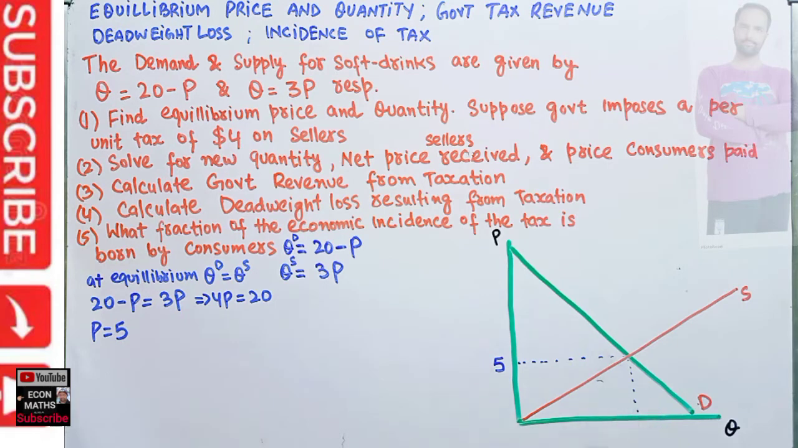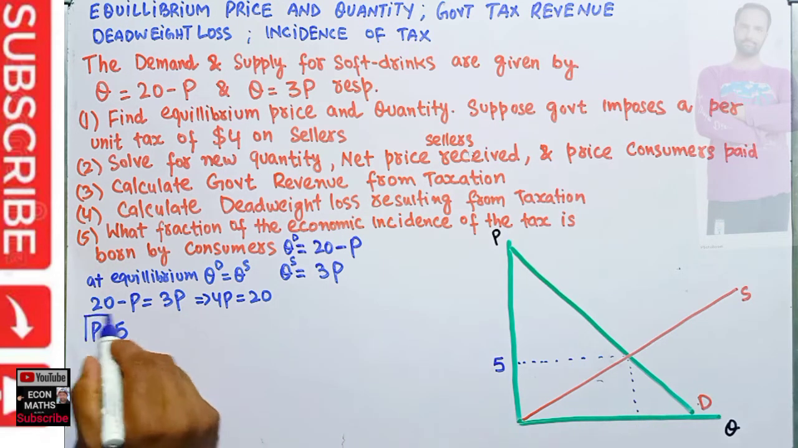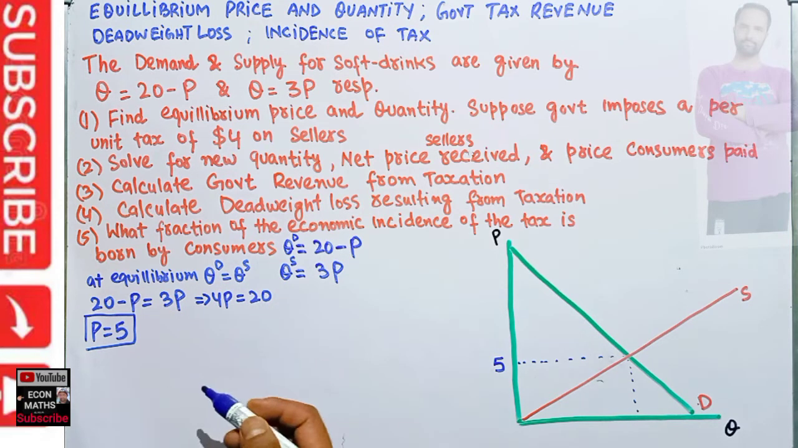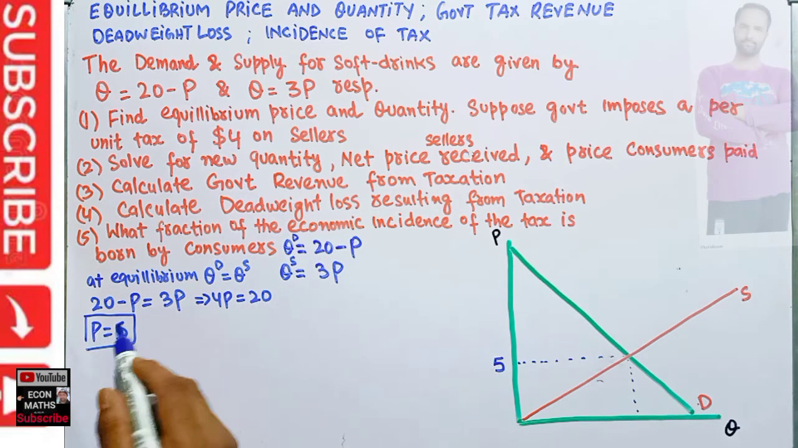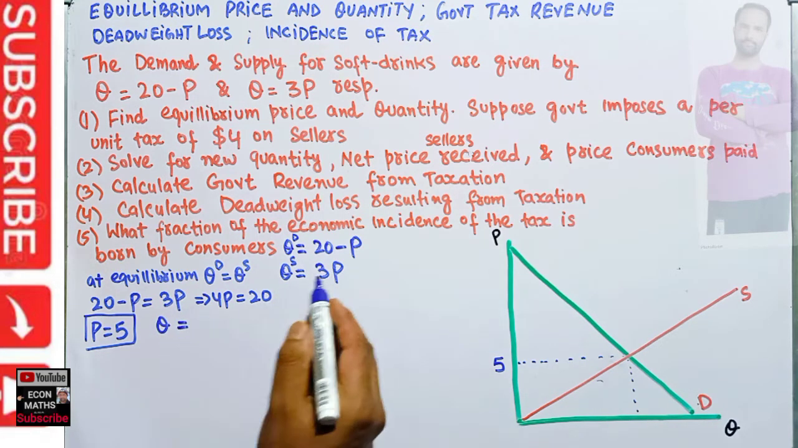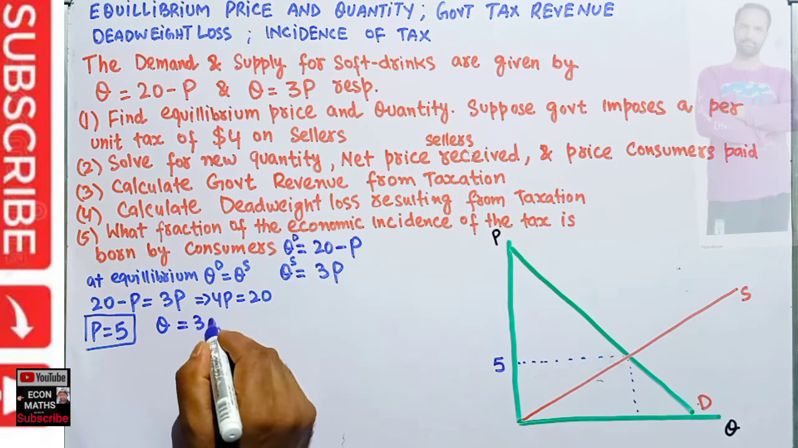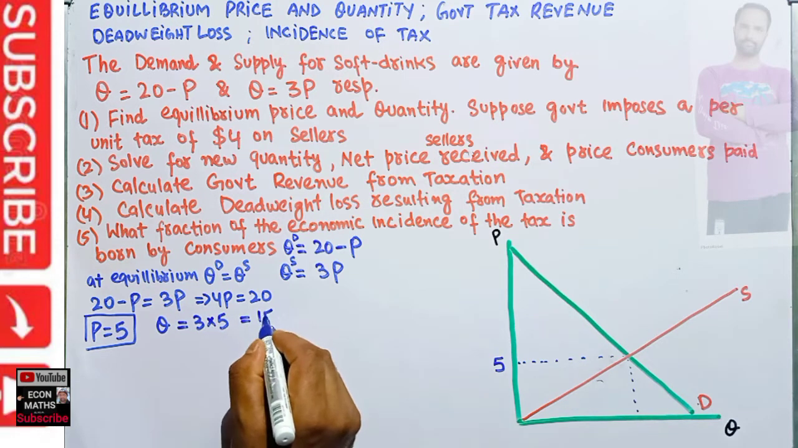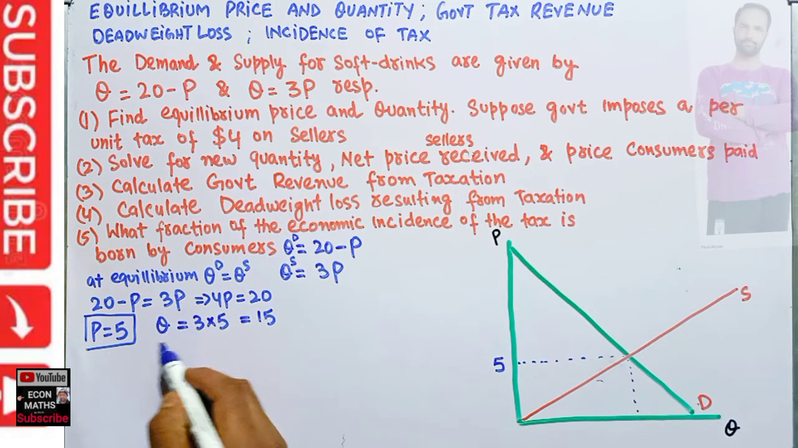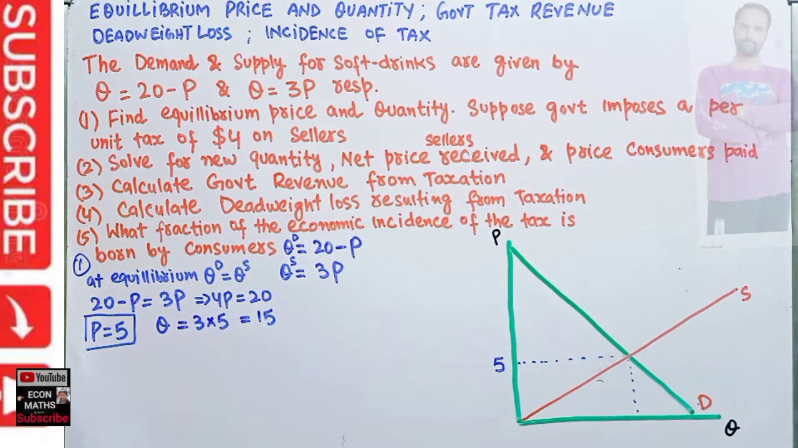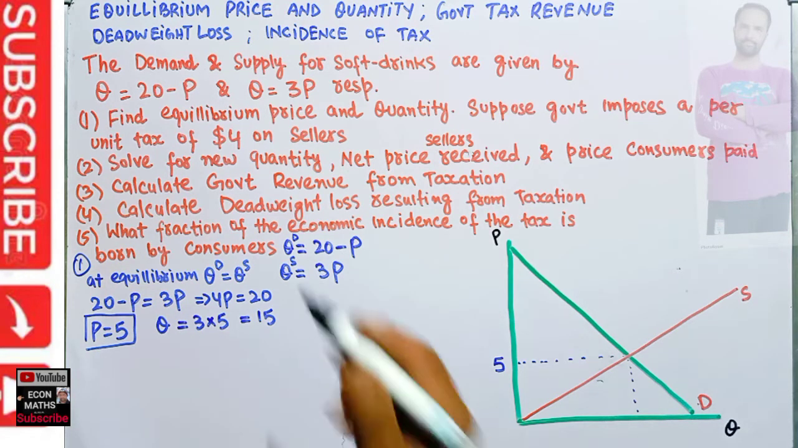Corresponding to this, what will be our equilibrium quantity? Just plug P equal to 5 into either the demand function or supply function to get the equilibrium quantity. So let us plug P equal to 5 in the supply function. That means quantity supplied will be equal to 3 into P, that is 3 into the equilibrium price, which we calculated as 5, which comes out to be 15. So equilibrium quantity will be 15 and equilibrium price will be 5. This was the first part.